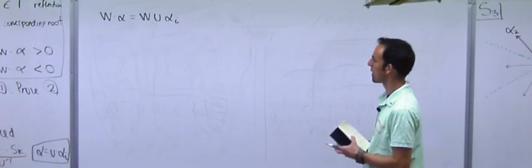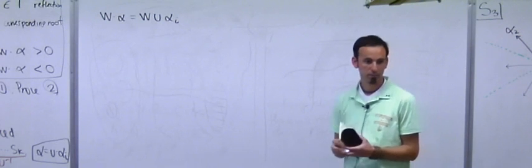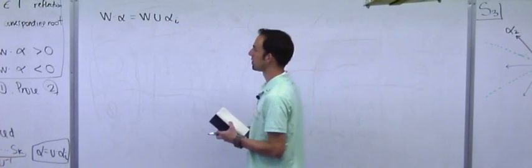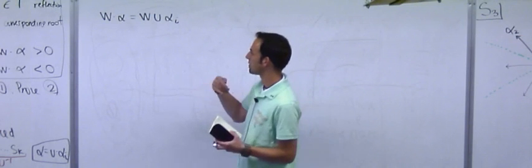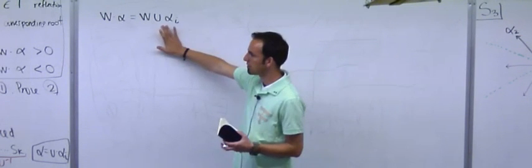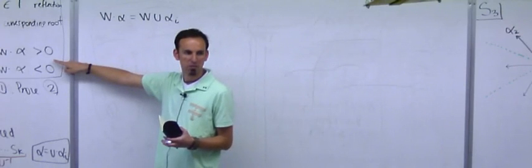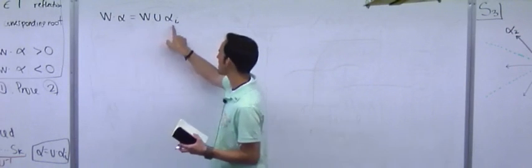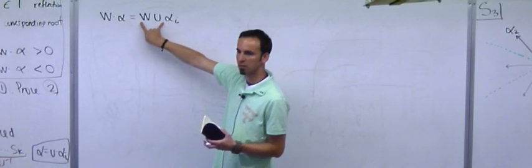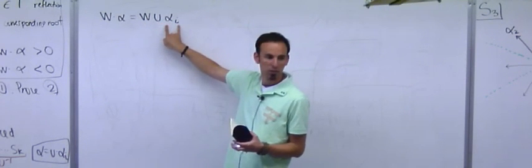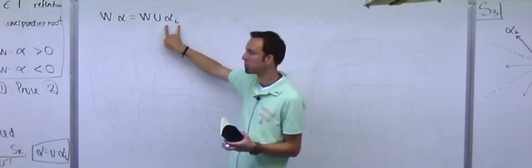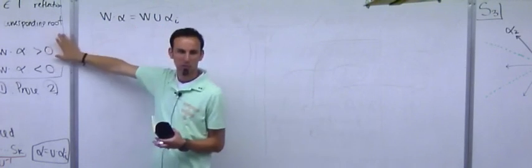And now I want to know whether this is positive or negative. Now you see that actually a question like this is exactly answered by the previous version of this proposition. Because what I'm asking is, I take a group element and I multiply it by a simple root, and I'm asking whether that's positive or negative. So this I will be able to answer by the previous version of this proposition.